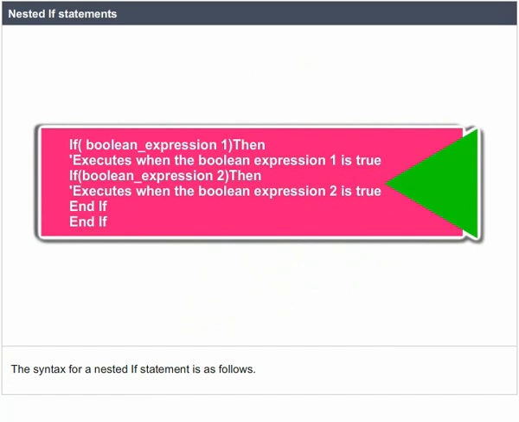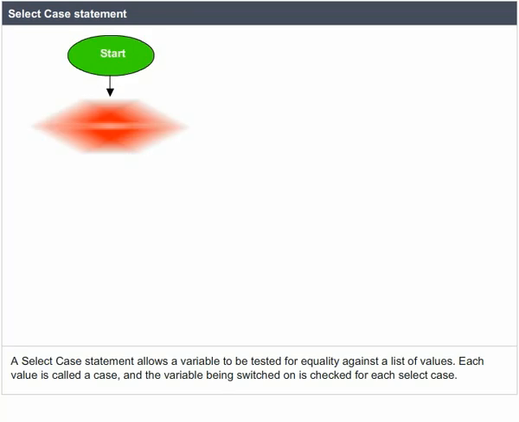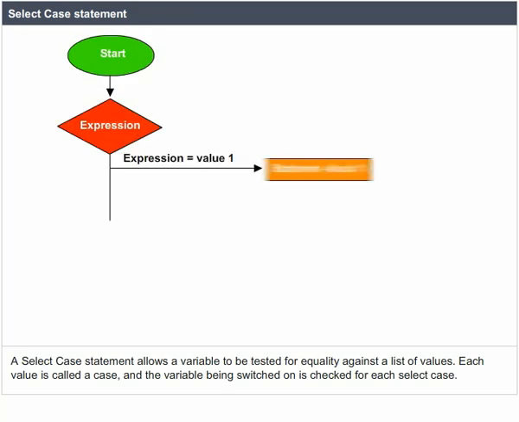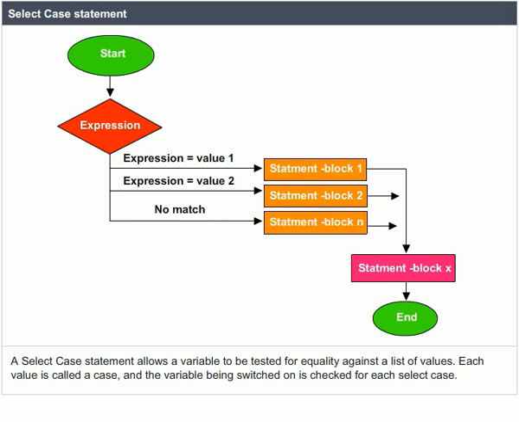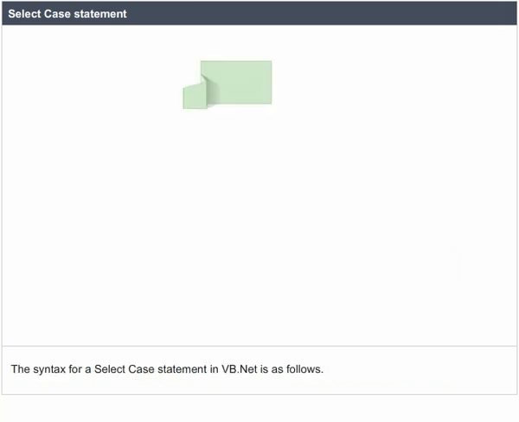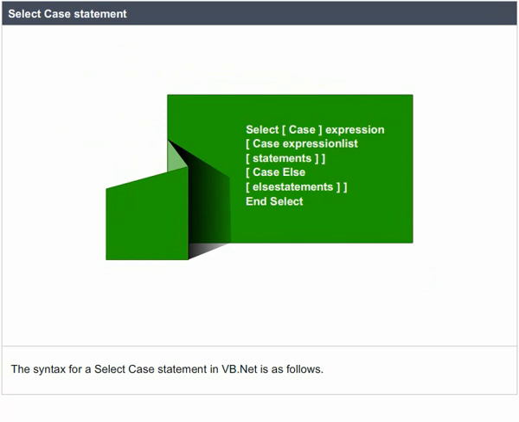Select case statement. A select case statement allows a variable to be tested for equality against a list of values. Each value is called a case, and the variable being switched on is checked for each select case. The syntax for a select case statement in VB.NET is as follows.